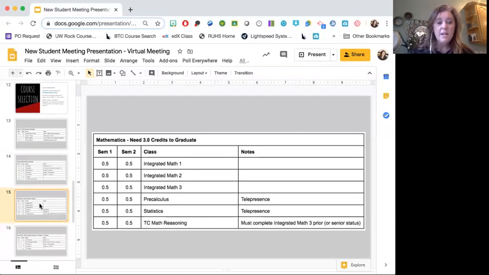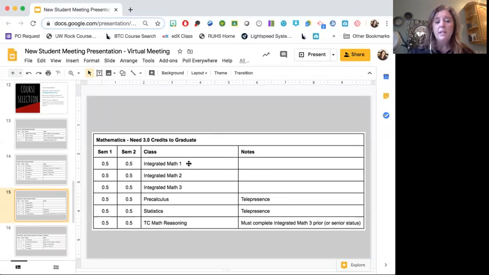The next type of classes are math. You need to earn a minimum of 3 credits in math to graduate from high school. Math is a little bit more straightforward because it is sequential, or most of the classes are sequential. Incoming 9th graders, most of you will be starting out in Integrated Math 1, and then you will work through the Integrated Math series until you complete Integrated Math 3.